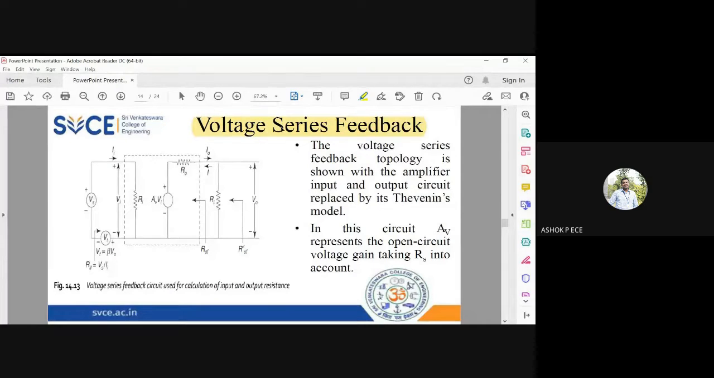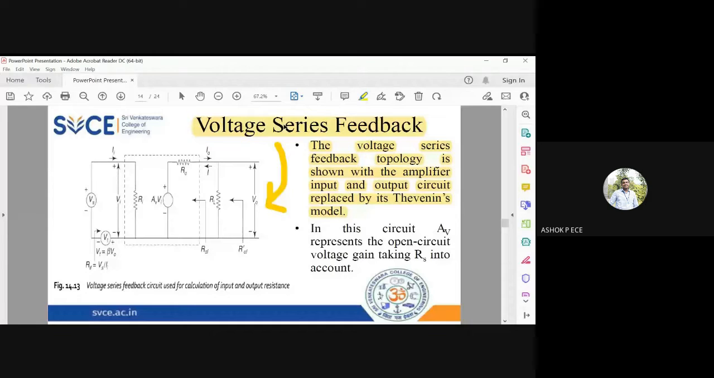So remember, the diagram also comes from the name. Drawing the diagram, you should do it from the name. For the input side, see the second term, series. Series means Thevenin's theorem. On the output side, I have voltage, so I should have a voltage source. So in the voltage series feedback amplifier, both the input and output sides are replaced by Thevenin's model.